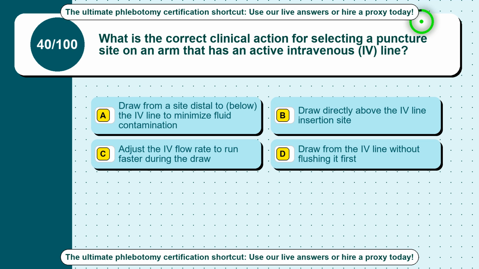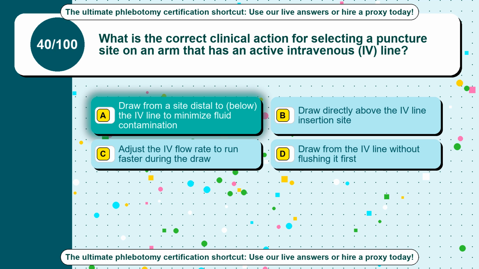Question 40. What is the correct clinical action for selecting a puncture site on an arm that has an active intravenous line? Option A. Draw from a site distal to, below, the line to minimize fluid contamination. Option B. Draw directly above the line insertion site. Option C. Adjust the flow rate to run faster during the draw. Option D. Draw from the line without flushing it first. The correct answer is option A.